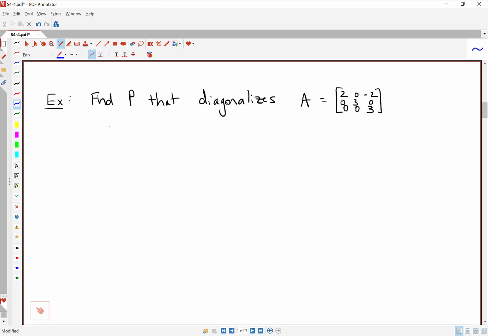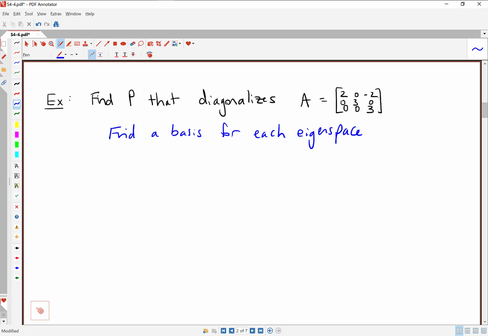So a classic example for this topic is to find a matrix P that diagonalizes a given square matrix. To do this, we're going to find a basis for each eigenspace. And once we've got that, we'll figure out how to build the matrix P from there. So let's look at our matrix A.